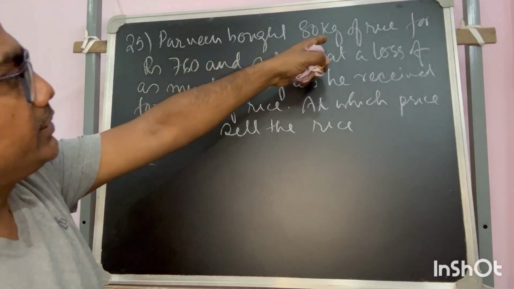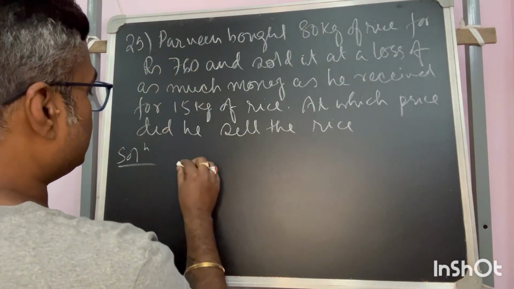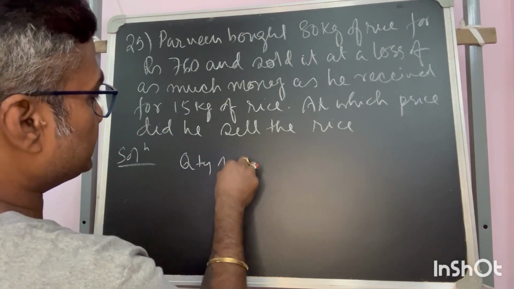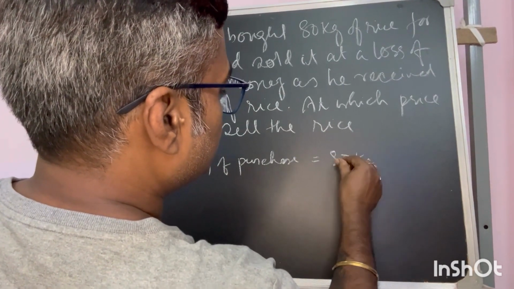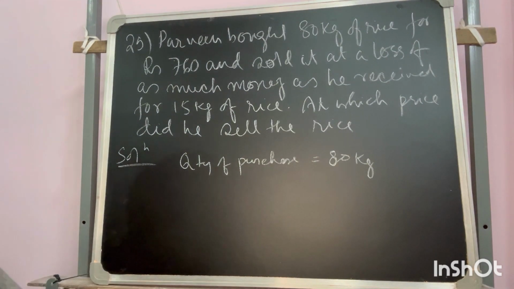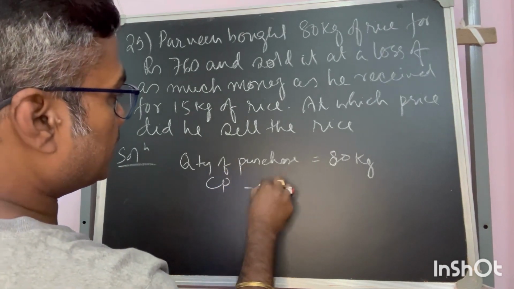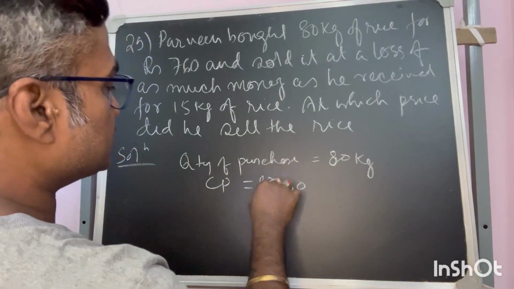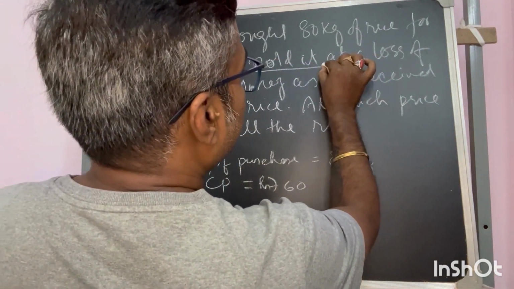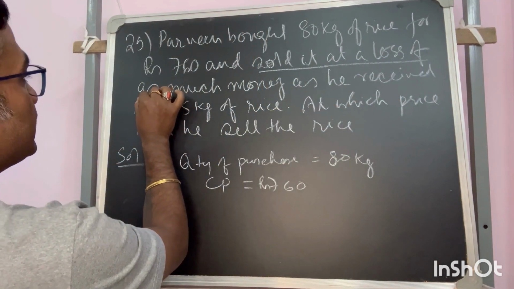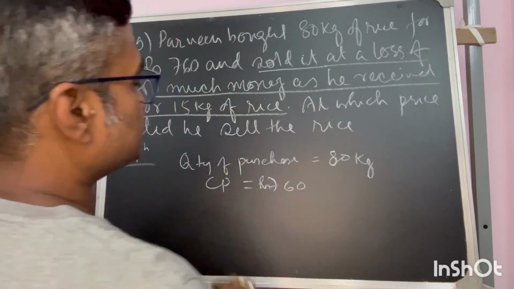Now Parveen bought 80 kg of rice for 760 rupees. So the quantity of purchase is 80 kg. He will sell the same quantity, as there is no gap in between, and the cost price for that is 760 rupees. This information is clear? The other information is that he sold it at a loss as much money as he received for 15 kg of rice.